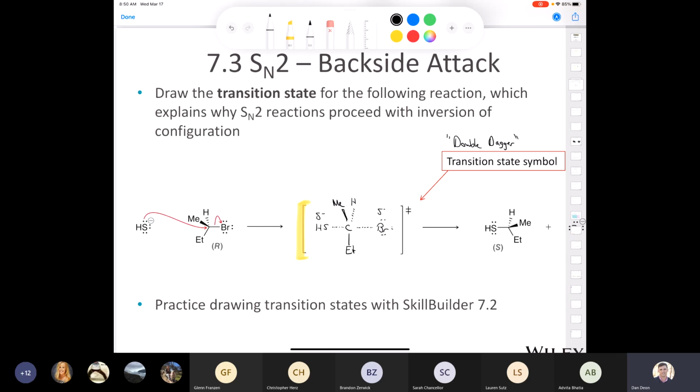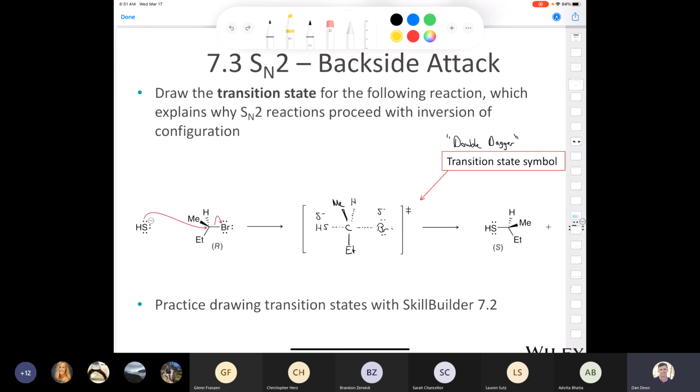Anyhow, here we have the double dagger, which represents the transition state. Now, transition states are something that I don't ask my students to draw, even when we did paper quizzes pre-pandemic and post-pandemic. I'm probably not going to ask you to draw transition states either, but you can guess what I'm going to say next: it's important that you understand what the heck it is, okay?